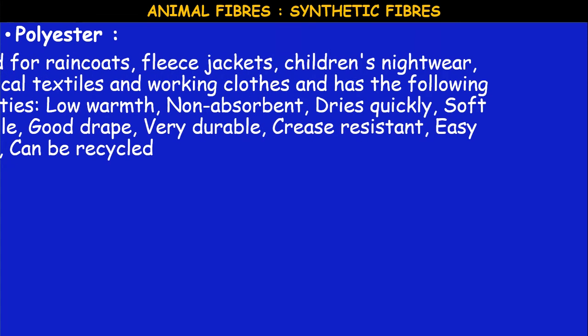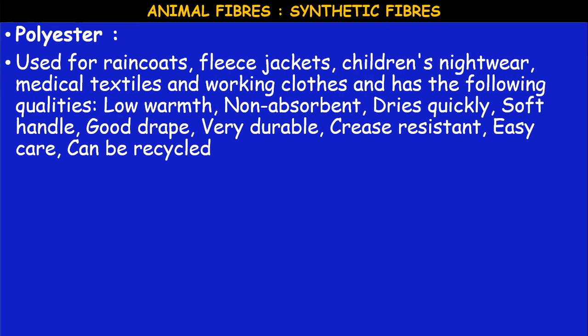Now come to the synthetic fiber, polyester. The polyester is used for raincoats, fleece jackets, children's nightwear, medical textiles, and working clothes. It has the following qualities: low warmth, non-absorbent, dries quickly, soft handle, good drape, very durable, crease resistant, easy care, and can be recycled also. Polyester can be recycled.